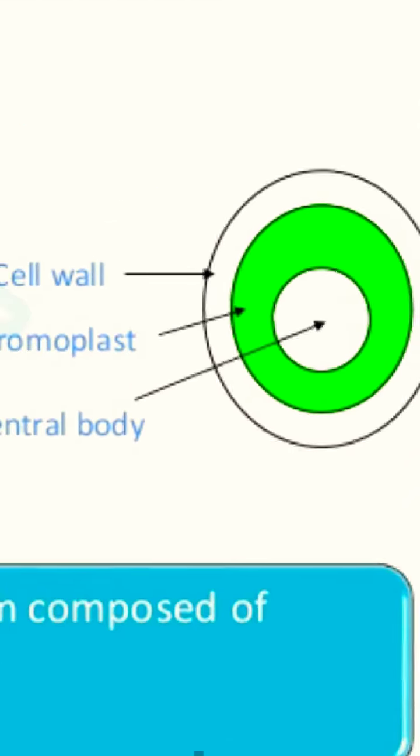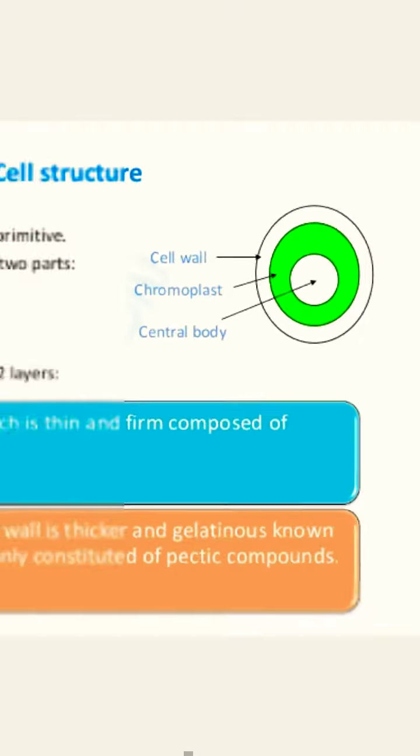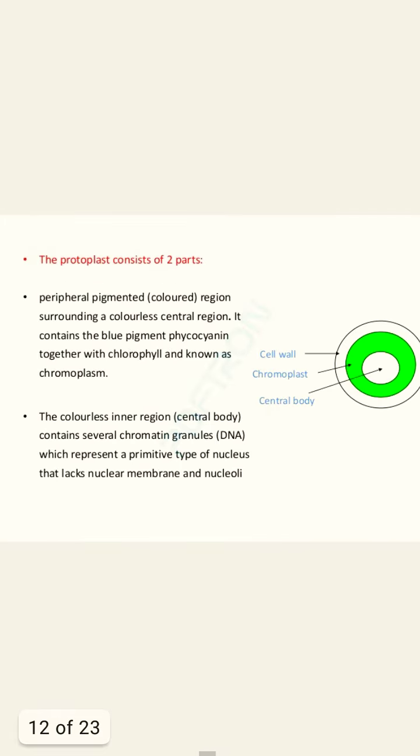Structure of cyanobacteria. This is first of all cell wall, second is chromoplasm, centroplasm. Central body is rounded shape.